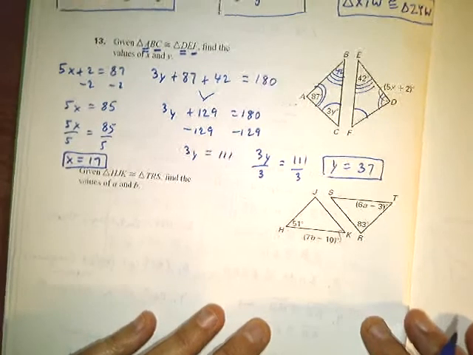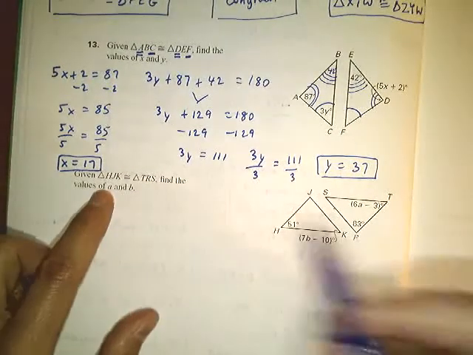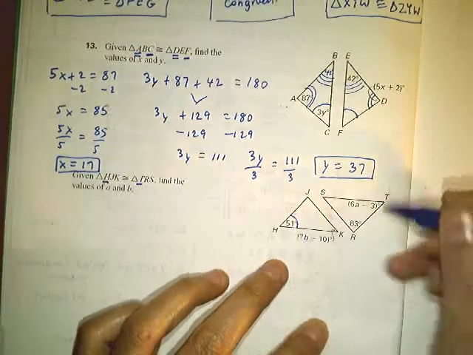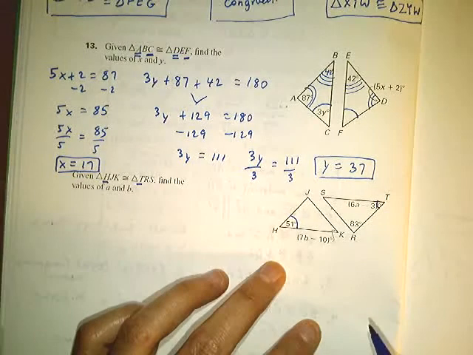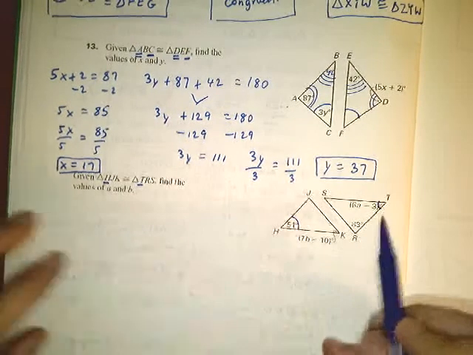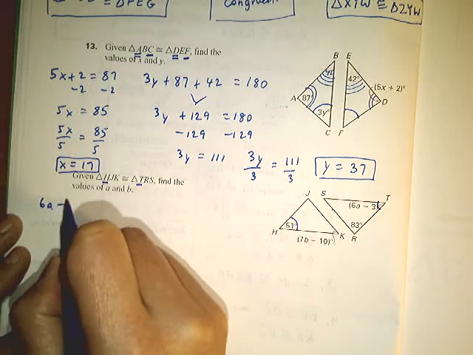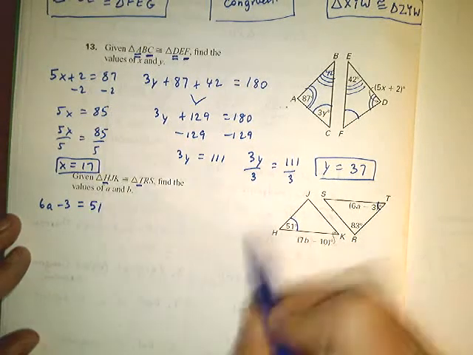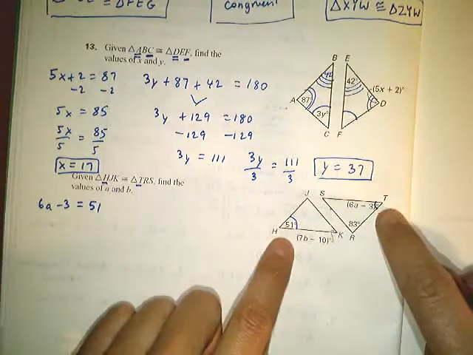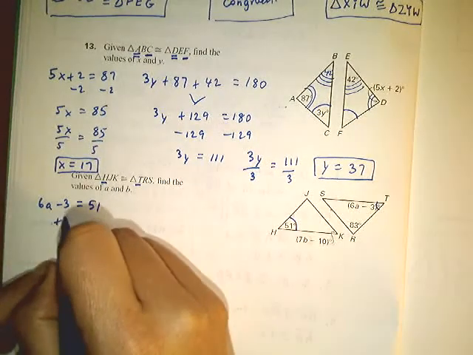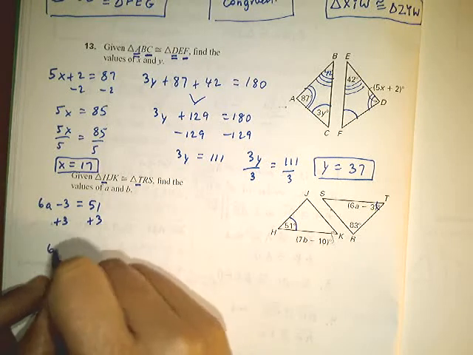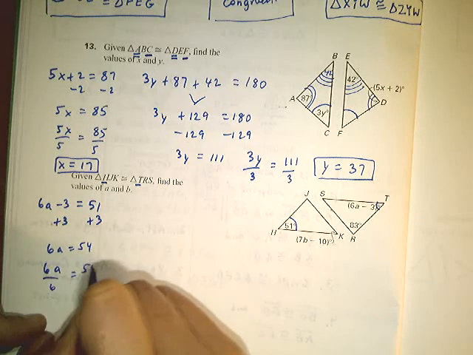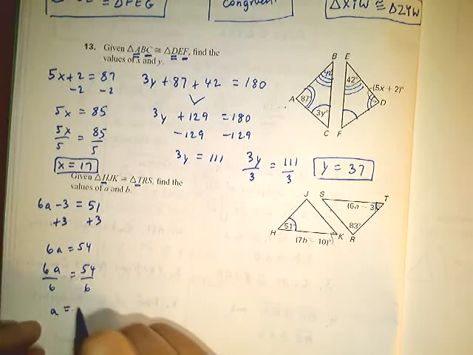And then the last example for 4.2 is corner H matches with corner T. So this corner and this corner match. So I can set up an equation here to find the value of A by saying that 6A minus 3, this corner, must be equal in measure to that corner if these 2 triangles are congruent and those 2 corners are corresponding. So I'll add 3 on both sides. Divide by 6, and A equals 9.